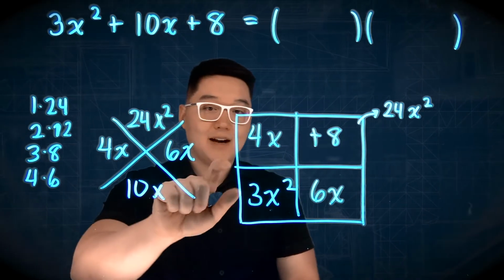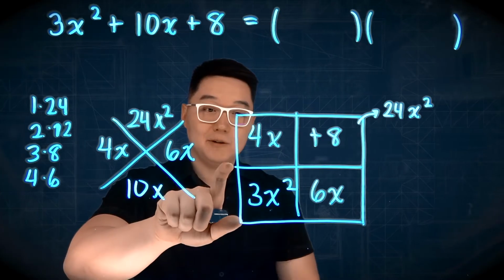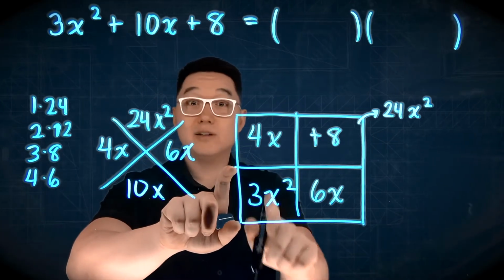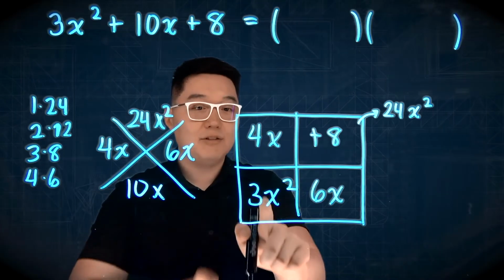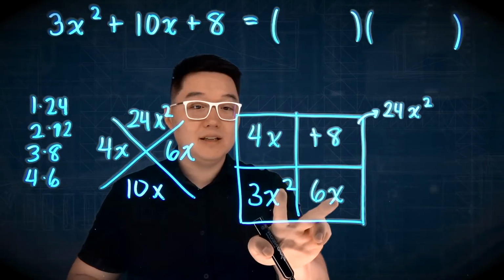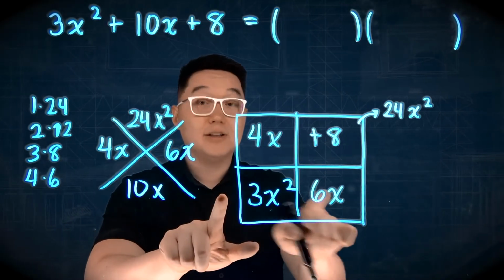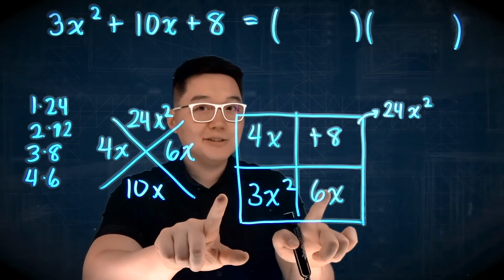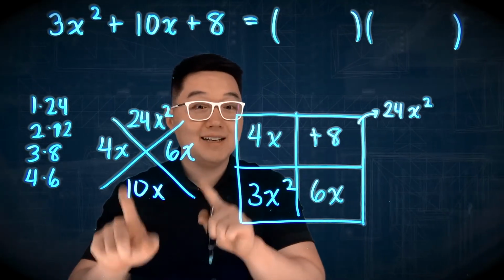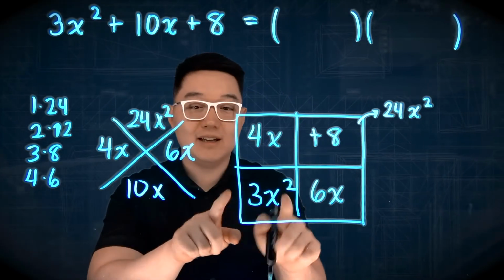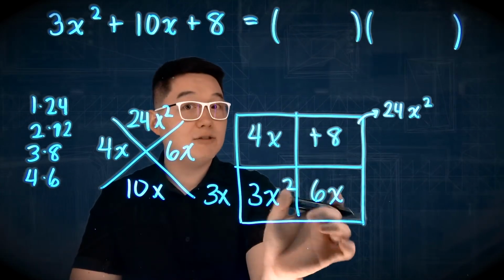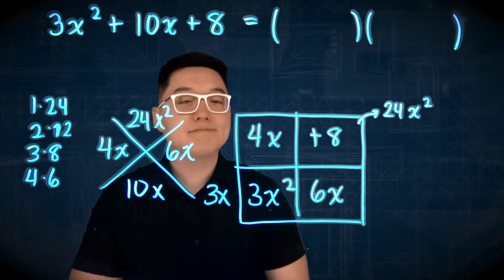So let's find this length of the rectangle. To look at this length, let's take these two and find the greatest common factor of 3x squared and 6x. Looking at these two, we see that they both have a factor of x, but they also both have a factor of 3. 3 can be divided into 6 and 3. So therefore, 3x is a common factor of 3x squared and 6x.